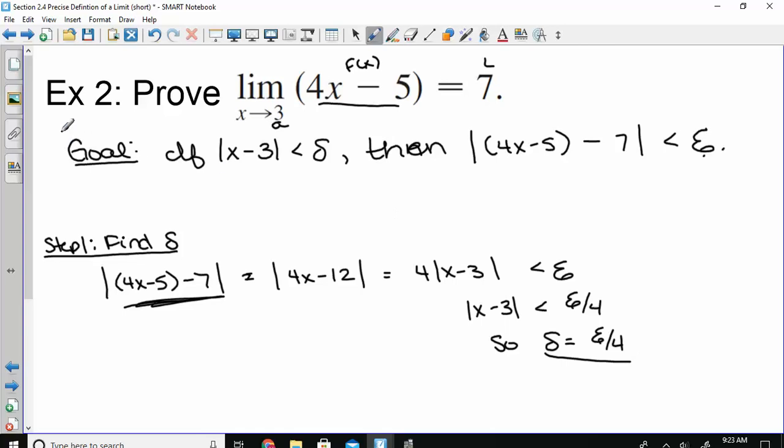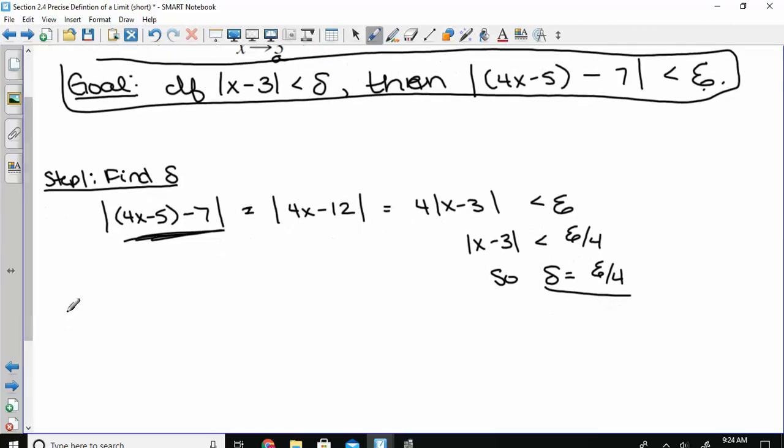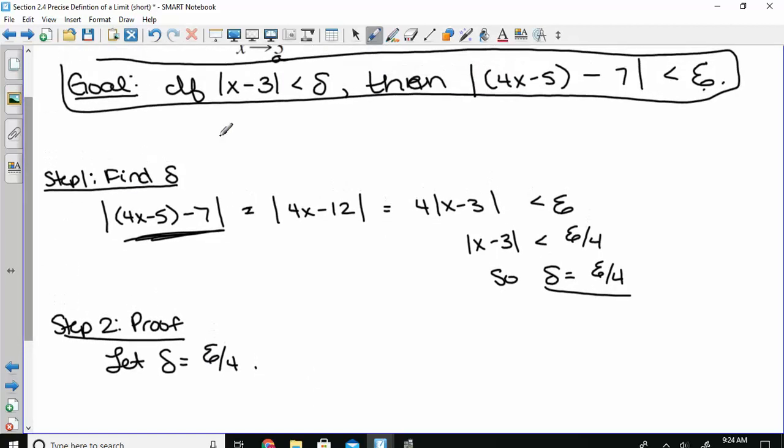That's the work part. Now we have to prove it. So now we are going to show this goal here. So step 2 is the proof. The first thing you're going to do in this is always start out stating what we found up here. So we are going to let delta be epsilon over 4. So to find my x's, you take that window on your y's and divide by 4.